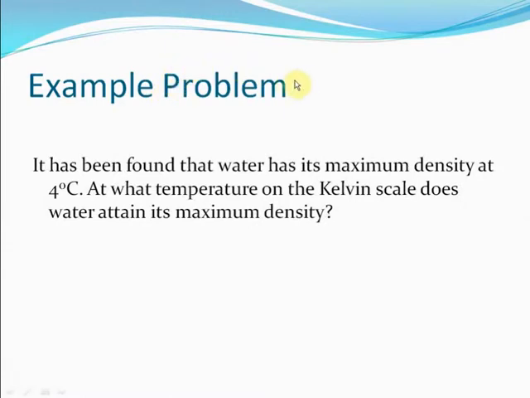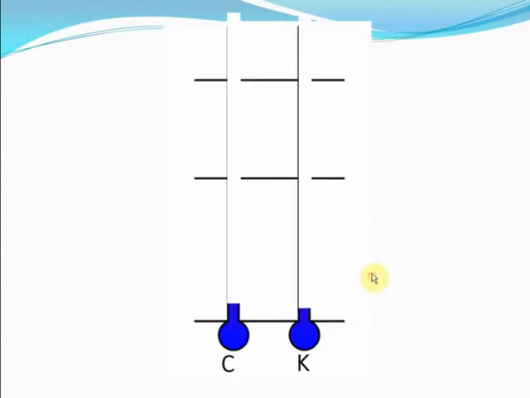What is happening in this question? Well, simple. We are given a temperature, 4 degrees Celsius. We have to convert this temperature to Kelvin. And that is very simple, isn't it?